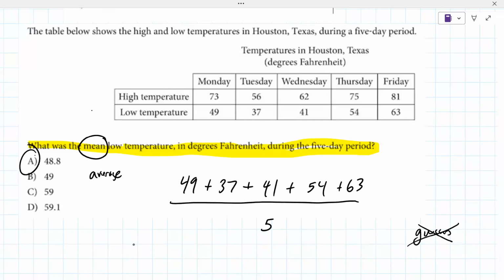Now, if you put this in your calculator, you have to be careful. You have to first add up all the numbers in the top, then divide by the number of numbers. Oh, okay. So go ahead and try that in your calculator, please. Make sure you actually get the right answer.